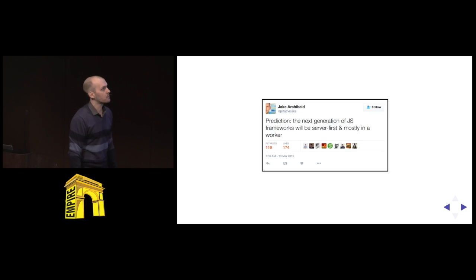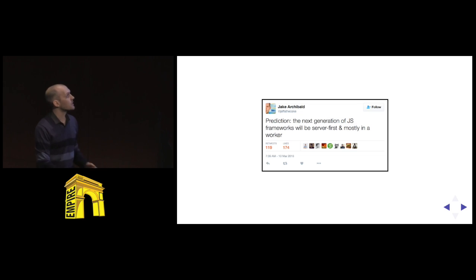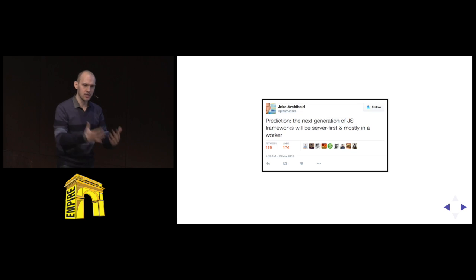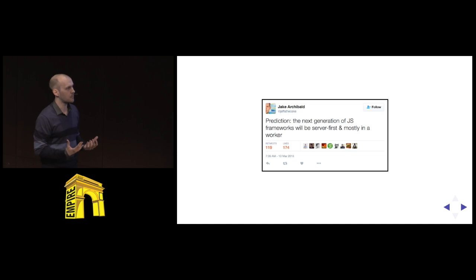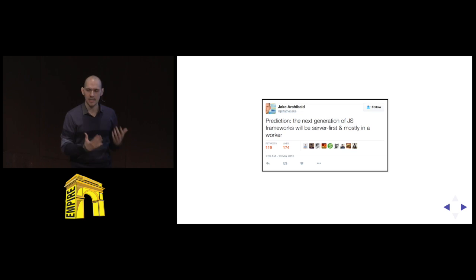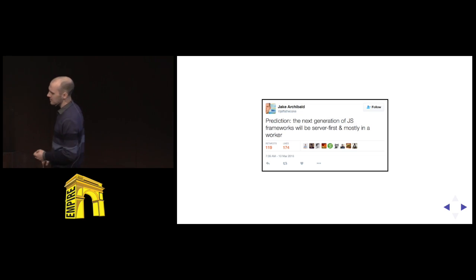So I'm going to close with this tweet from Jake Archibald that I really like, where he says, prediction, the next generation of JavaScript frameworks will be server first and mostly in a worker. That server first thing is a subject for a whole other talk. But he's talking about things like Ember FastBoot, quick server-side rendering, because we want that quick initial render, initial bootstrap of the app. But then once that app is delivered to the user, we want to deliver a rich, immersive, 60 frames per second experience like we're used to with our native apps. And that's what we get from workers.